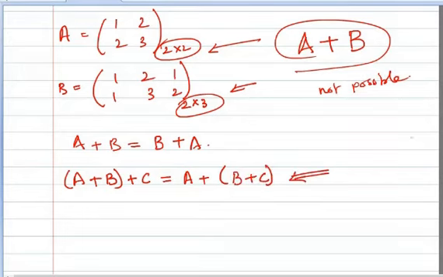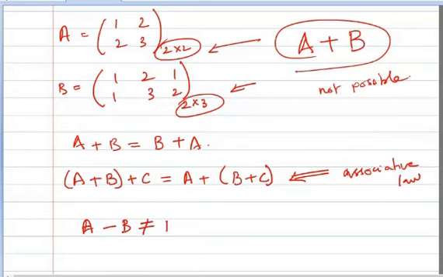So this is the associative behavior or associative law. You can write. This is only for addition. For subtraction, neither the commutative nor the associative law holds good. That is, A minus B is not equal to B minus A. So for subtraction, neither the commutative nor the associative law holds good.